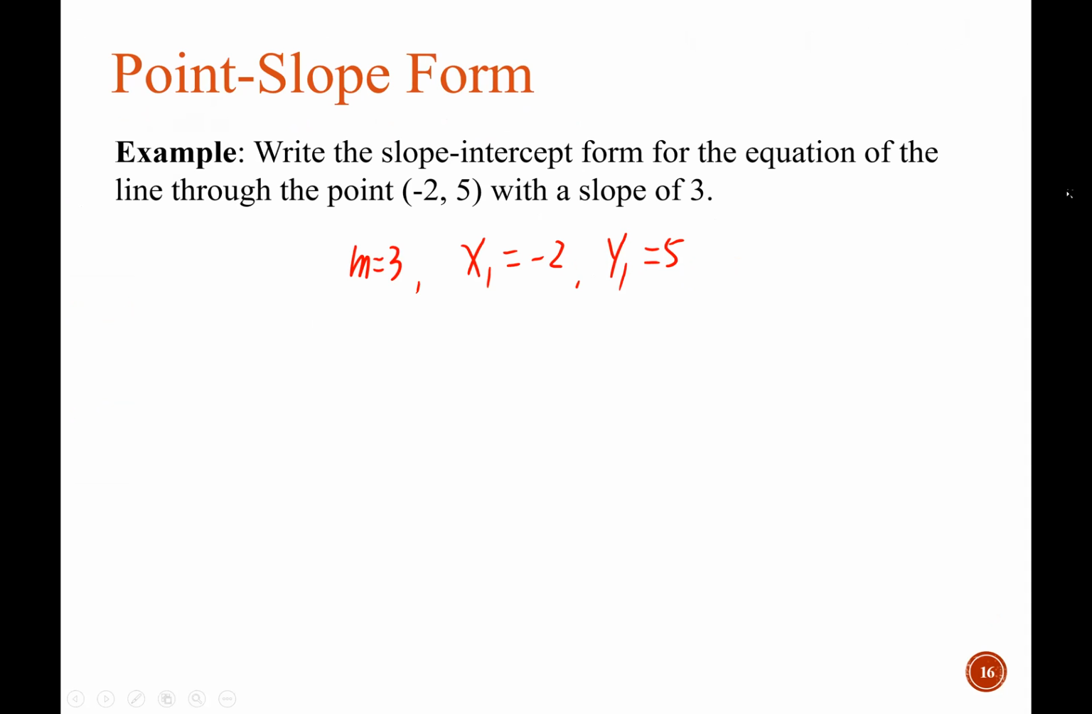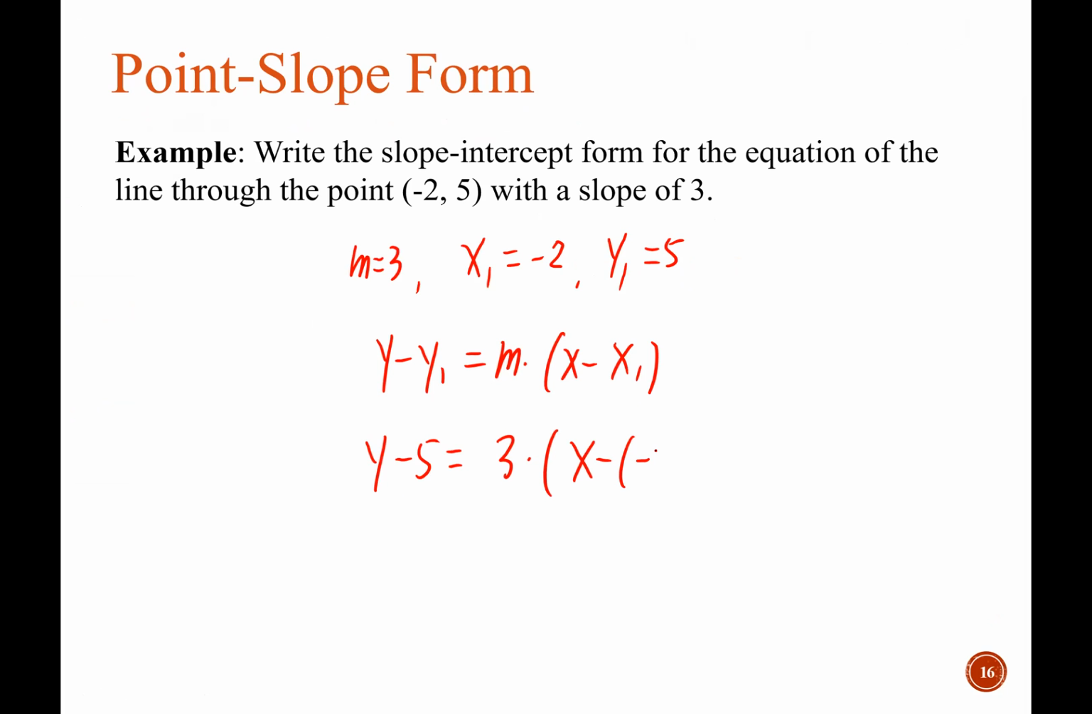Perfect. So we are given all 3 numbers. So next thing you just have to plug in all those 3 numbers into the point slope form. y minus y1 equals slope times x minus x1. Now throwing all the numbers into this, so it's y minus 5 equal to slope 3 times x minus -2. So 2 negative turn into positive. So it becomes y minus 5 equal 3 times parentheses x plus 2.